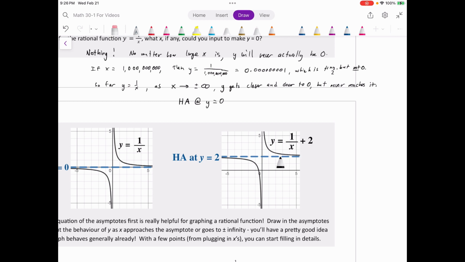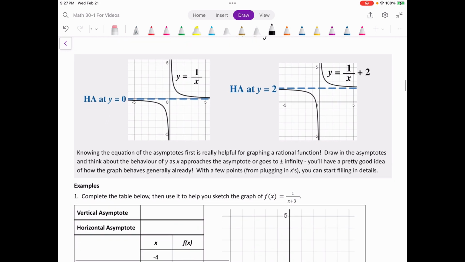Sure enough, look at our horizontal asymptote. It's at y equals 2, right? When x is 1 billion, this is basically 0, so y is basically 0 plus 2. Now, it's not, but it's very, very close to it. It's getting closer and closer. Same thing on the other side, but from the negative side, okay? So that one has a horizontal asymptote at y equals 2.